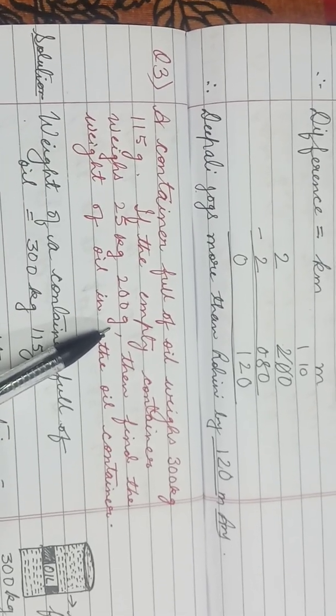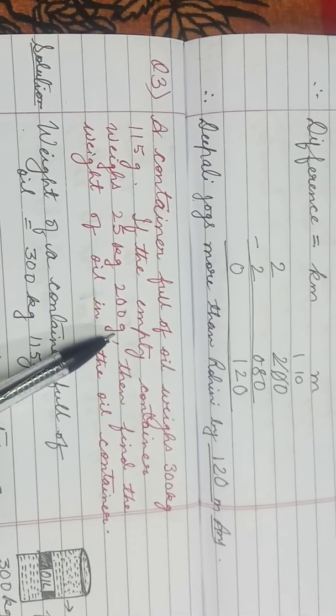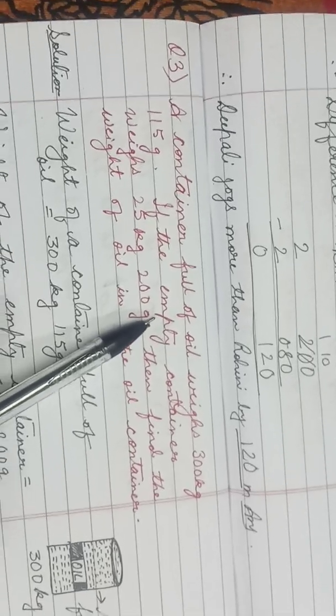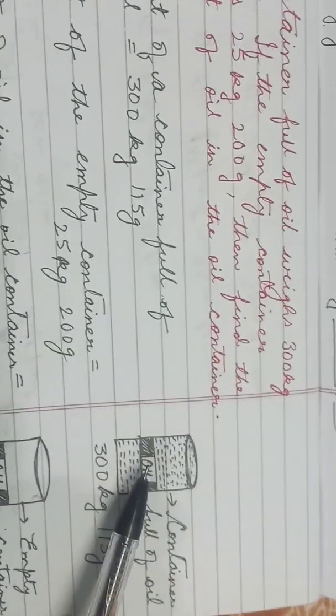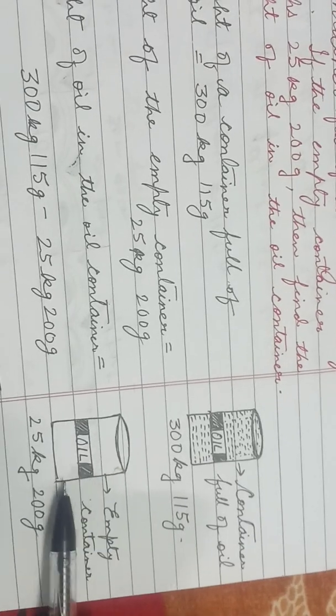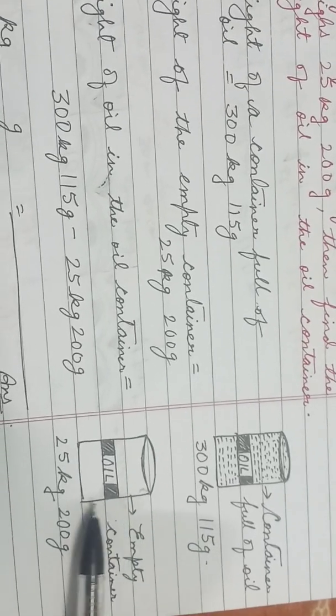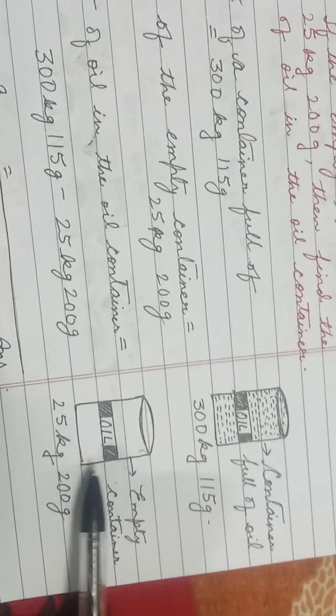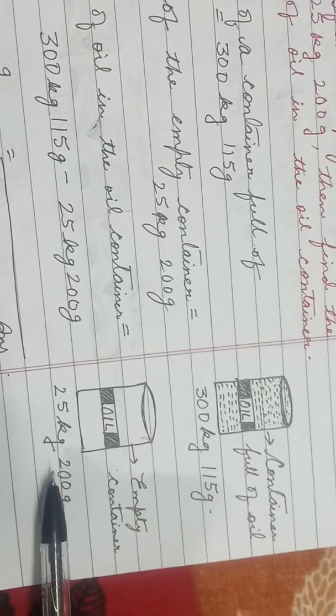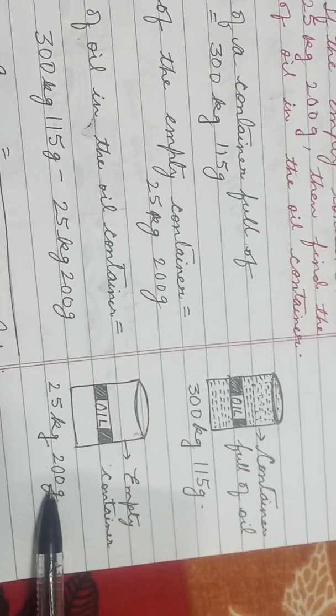Okay. So children, I have tried to explain this question using the figure. Look at here. Suppose this is my oil container. This is my empty container. There is no oil, it's empty. So the weight of this empty container is 25 kg, 200 gram.